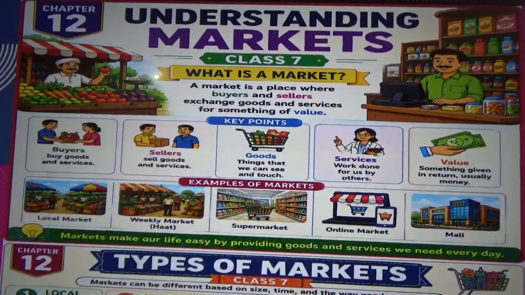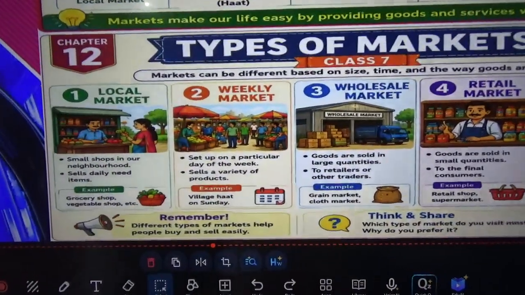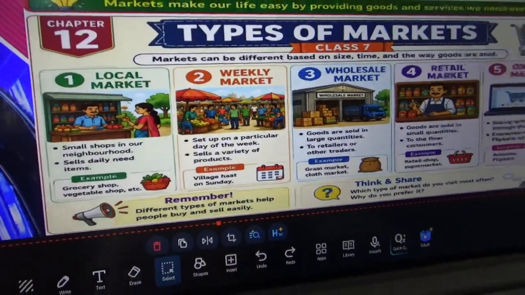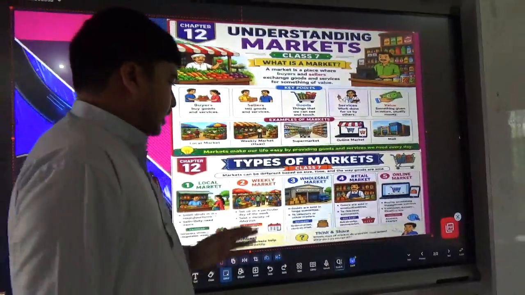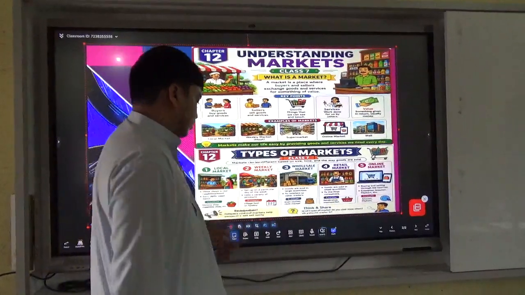Okay. Now the third type of market, what? Wholesale market, selling bulk of goods. Do you know what is the wholesale? What is the retailer? I will explain about the wholesale and retail market. One story you have to listen to about it.